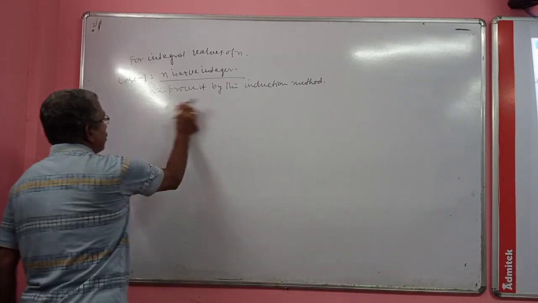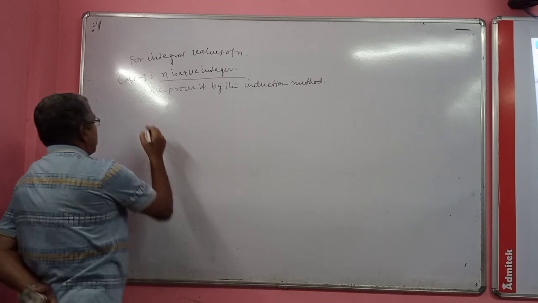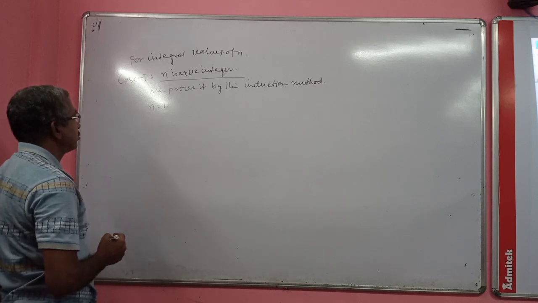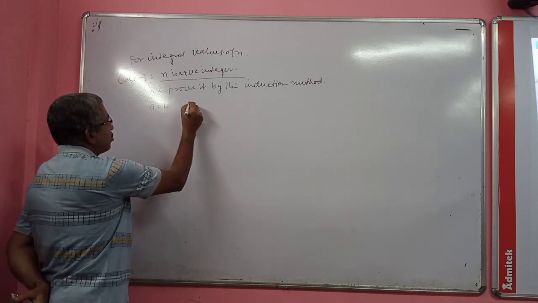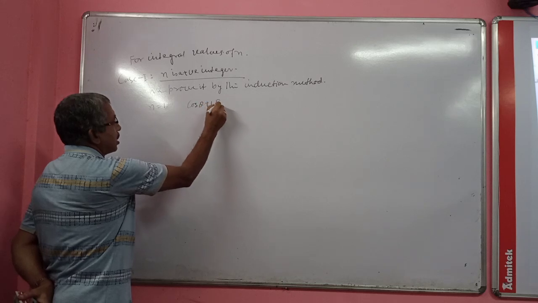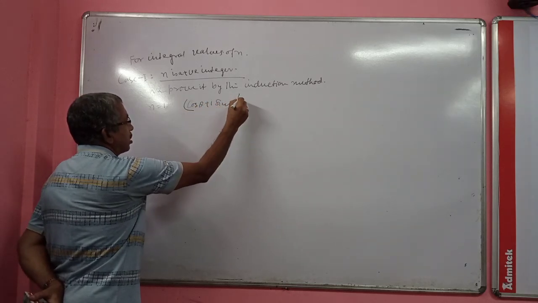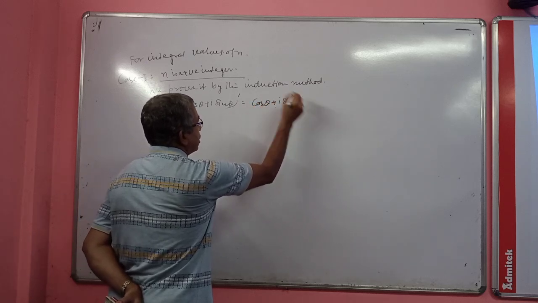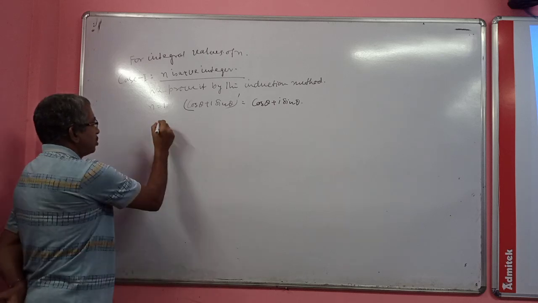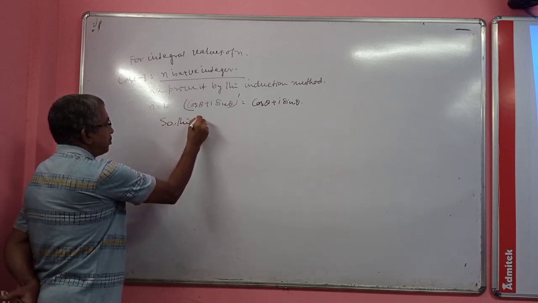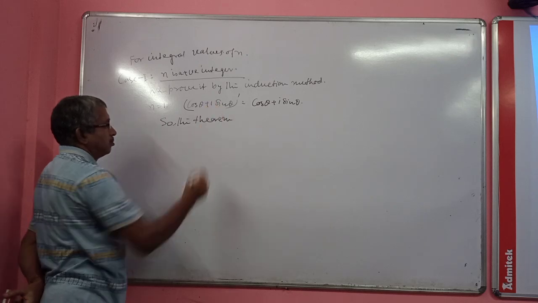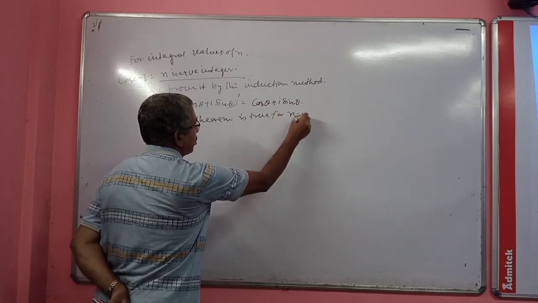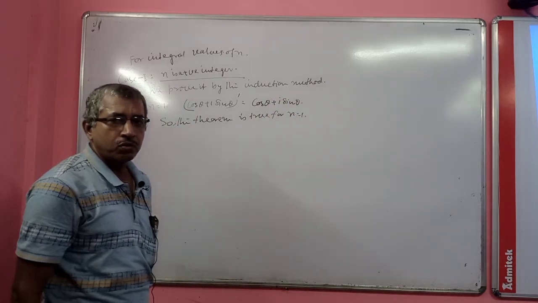Now take the value n equal to 1. So for n equal to 1, (cos theta plus i sin theta) to the power 1 is obviously cos theta plus i sin theta. So the theorem is true for n equal to 1.